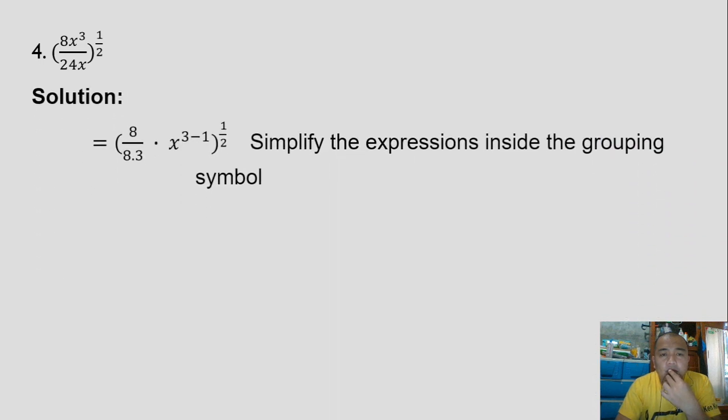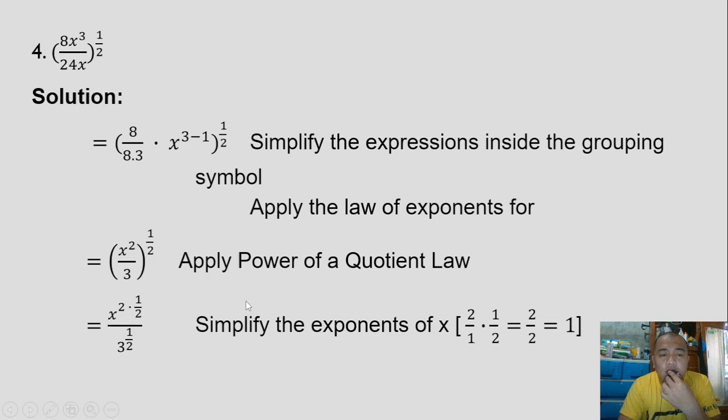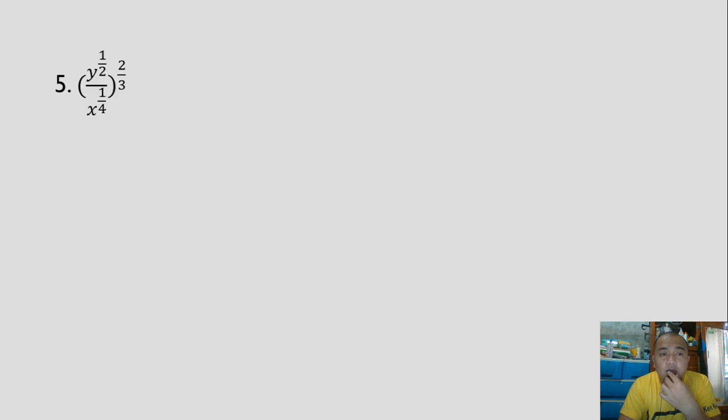Number 4, 8x cubed all over 24x, raised to 1/2. Okay, simplify the expression inside the grouping symbol. 8 over 24 can be written as 1/3, so 3 is the denominator, and then x cubed over x is x squared. So x squared over 3, raised to 1/2. Applying the power of quotient law, we will multiply the exponents. The exponent of x, which is 2 times 1/2, is 1, so the answer will be x over 3 raised to 1/2.